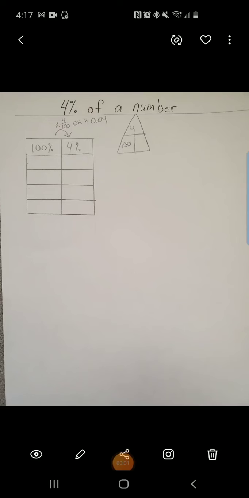Because percentages are a ratio, you can use a ratio table to find percent of a number. This table is going to help us find 4% of a number. Remember that percent means out of 100, so 4% means out of 100%.